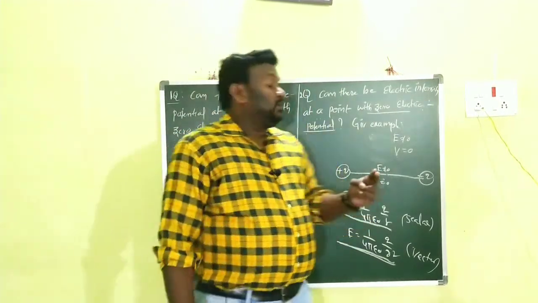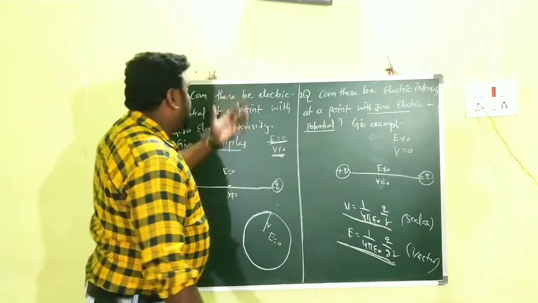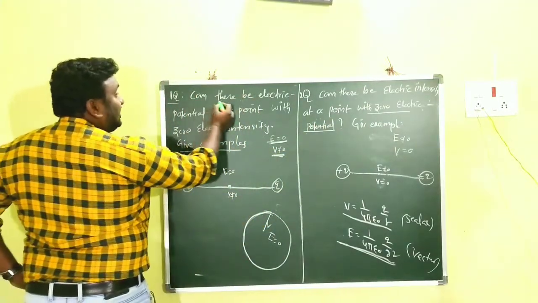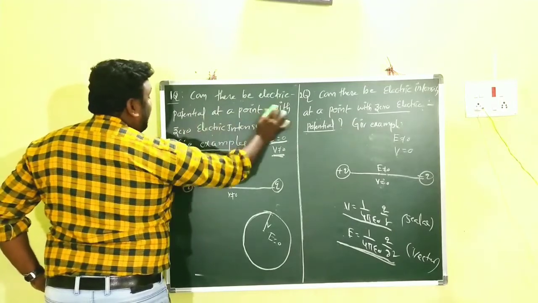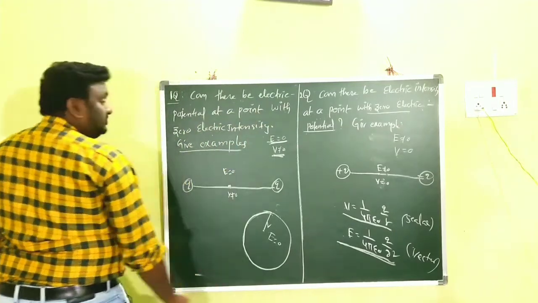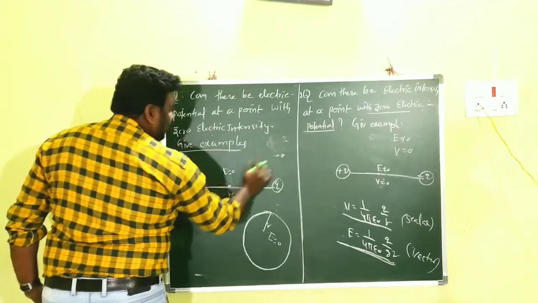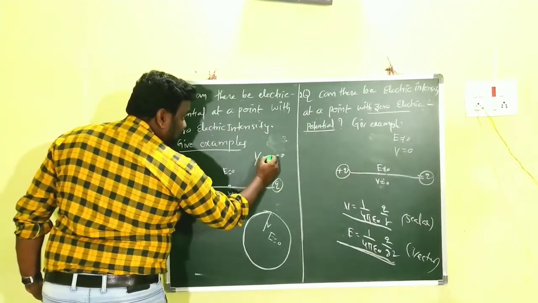So here first I am going to this topic, don't focus here, just focus on this part. Can there be electric potential at a point with zero electric intensity? That is the question asked for us. So then you have to say simply the answer is yes.